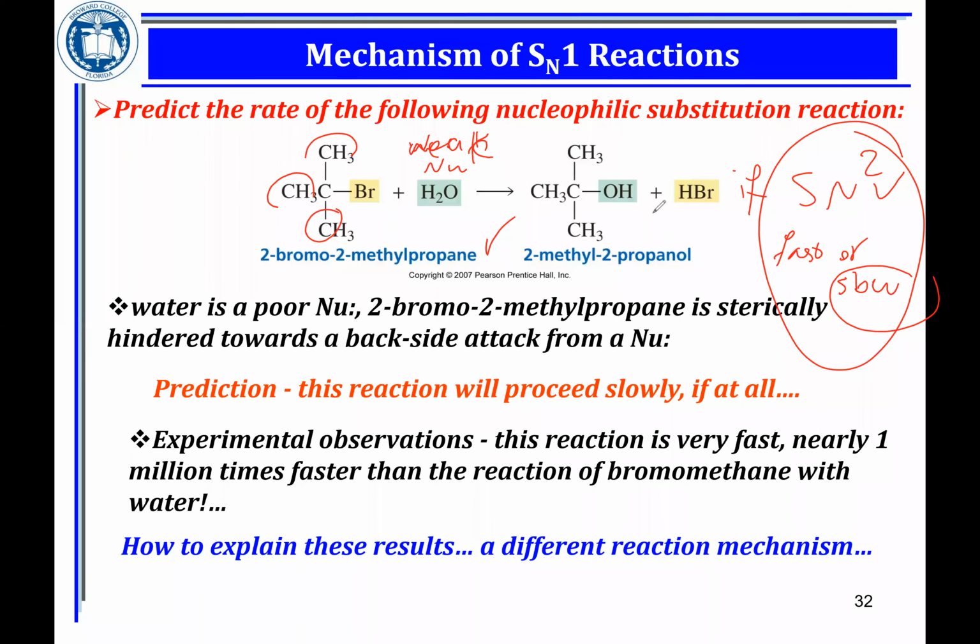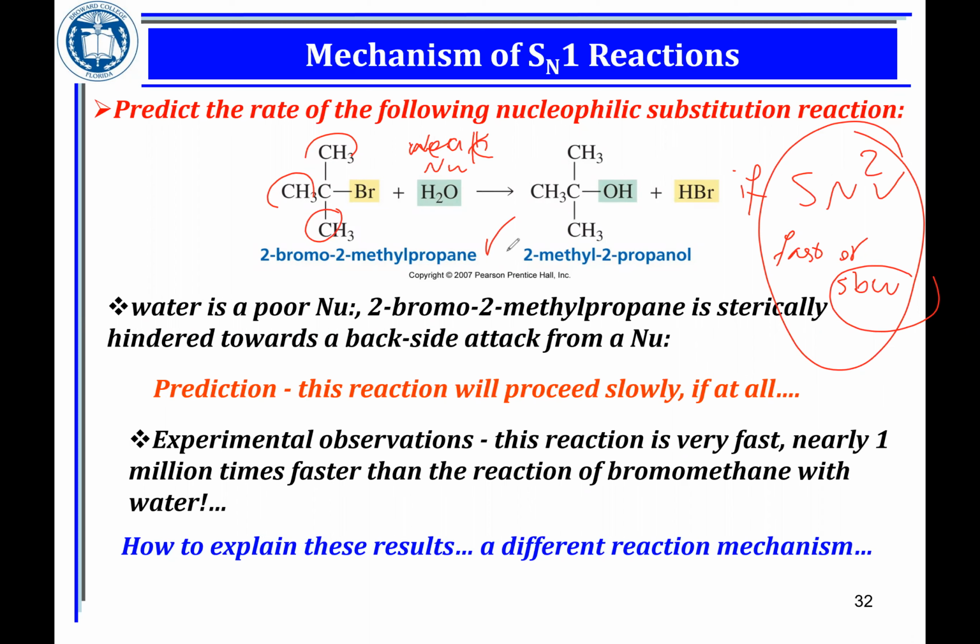But since this reaction happens at room temperature, no energy is needed. It's going to go to alcohol. The reaction is called solvolysis. OH is going to replace the bromine. There must be something else. So if it's SN2 and it's not happening, it must be a different mechanism.